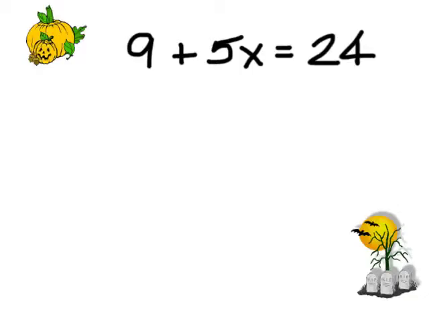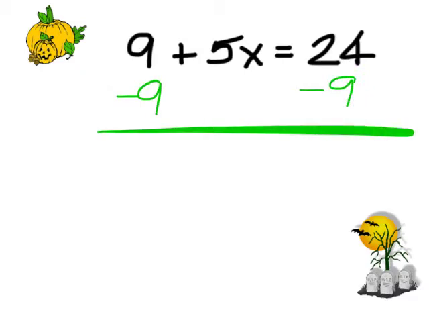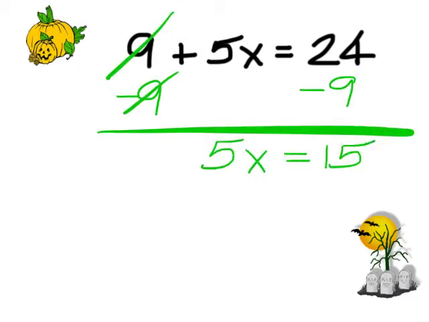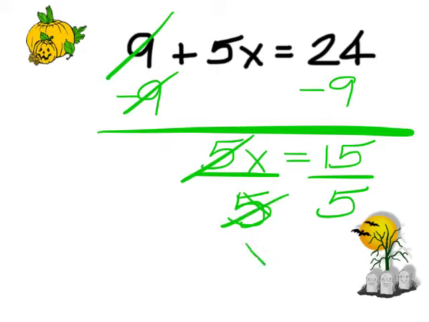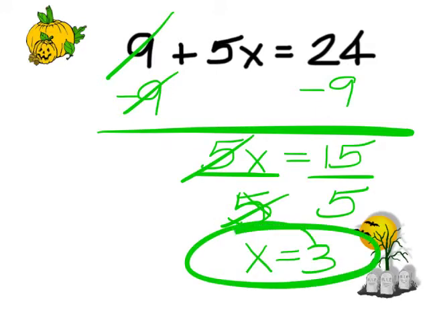Practice problem number 5. And subtract 9 from both sides. These cancel. 5x equals 15. Divide both sides by 5 and get an answer of 3.